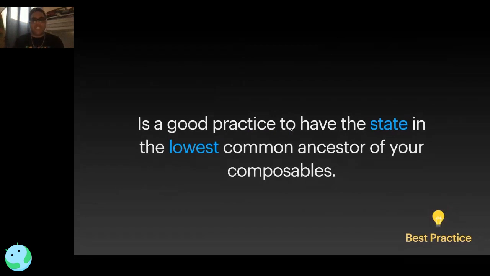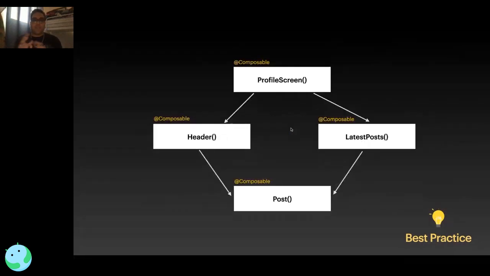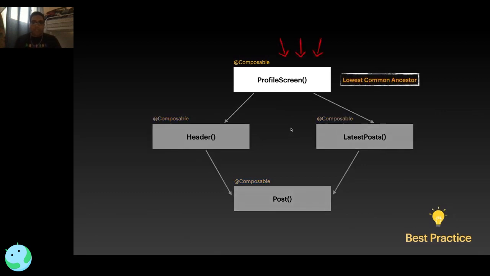So imagine that we have this tree, right? We have the profile screen, something similar to the example we just saw. And inside of the profile screen, we have header, we have latest posts, and we can have maybe two or three more composables inside of that screen. And in this particular example, header and latest posts are using the post composable, right? So the profile screen, if we are talking about the state of the screen, is the lowest common ancestor, so the state should be placed inside of the profile screen.